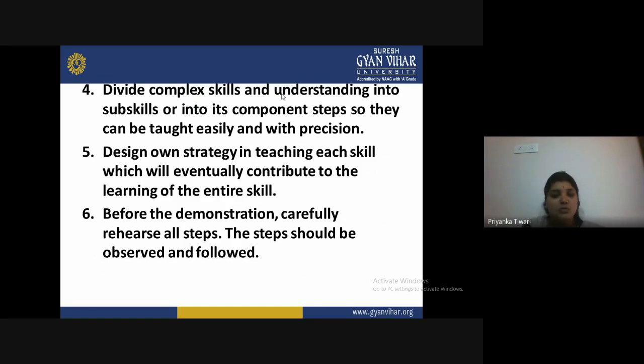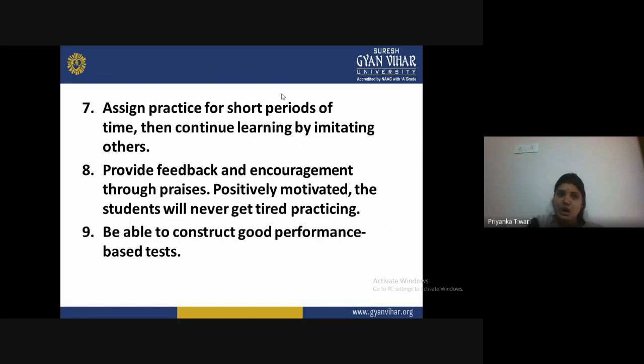Before the demonstration, carefully rehearse all steps. The steps should be observed and followed. Now, assign practice for short periods of time. Then continue learning by imitating others, and provide feedback and encouragement through praises. Positively motivated, the students will never get tired of practicing. Be able to construct a good performance based test.